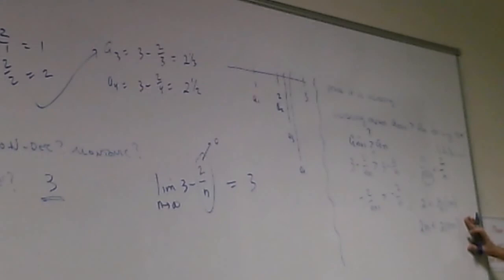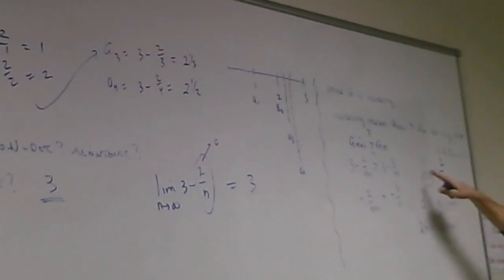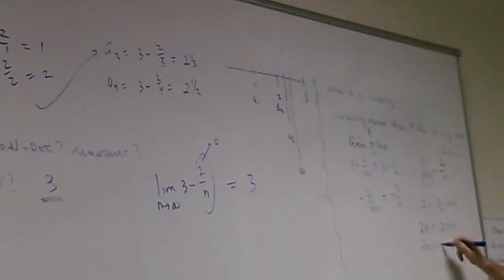I multiply both sides by n plus 1. That's legal, because it's positive. I multiply both sides by n, which is really the equivalent of cross multiplying, right? Now what do I have? I have 2n less than 2n plus 2. Subtract the 2n, 0 less than 2. Now, that's a true statement.